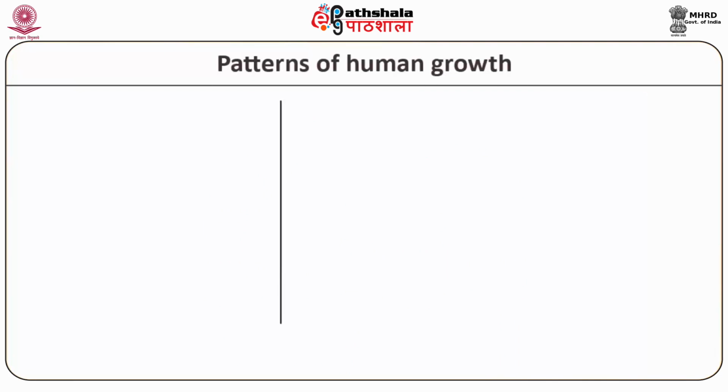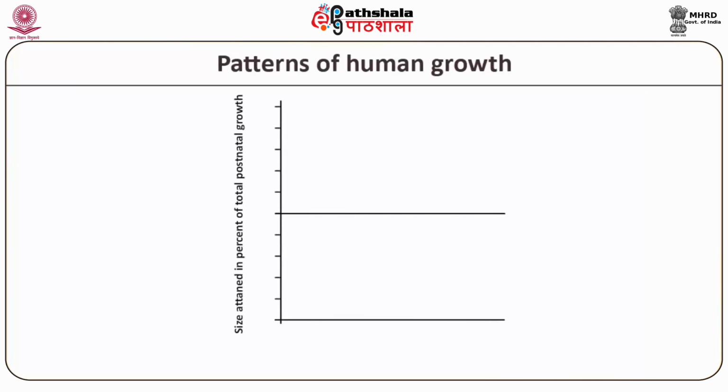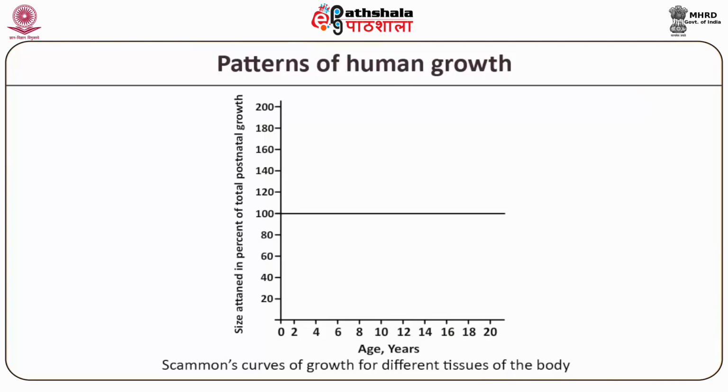In 1930, Richard Scammon proposed that the growth of different tissues and systems could be summarized in 4 patterns. Now, what are Scammon growth curves? The general curve describes the growth of the body as a whole and most of the systems of the body, including skeleton, respiratory, digestive, urinary, and circulatory. In circulatory, we will include heart and blood vessels.